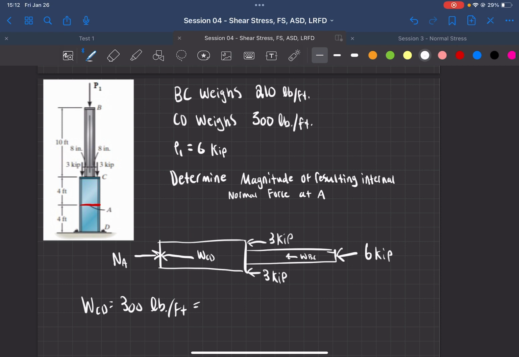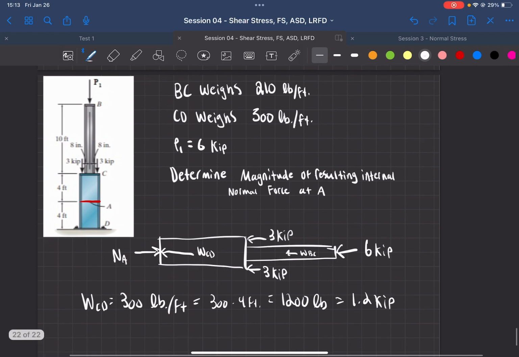We're simply going to multiply that by the feet to find the weight in pounds, which in this case is 4 feet. Remember, it's not going to be 8 feet. A common mistake is to say it's 8 feet, but it's only 4 feet because we're only looking at this square right here. So this is 300 times 4 feet, which is 1,200 pounds, also known as 1.2 kips, which is very helpful because everything else is in kips.